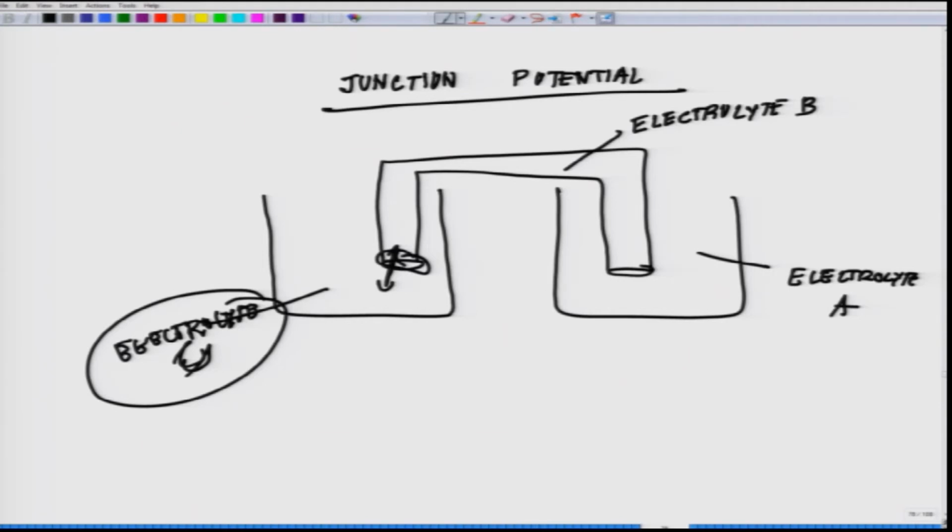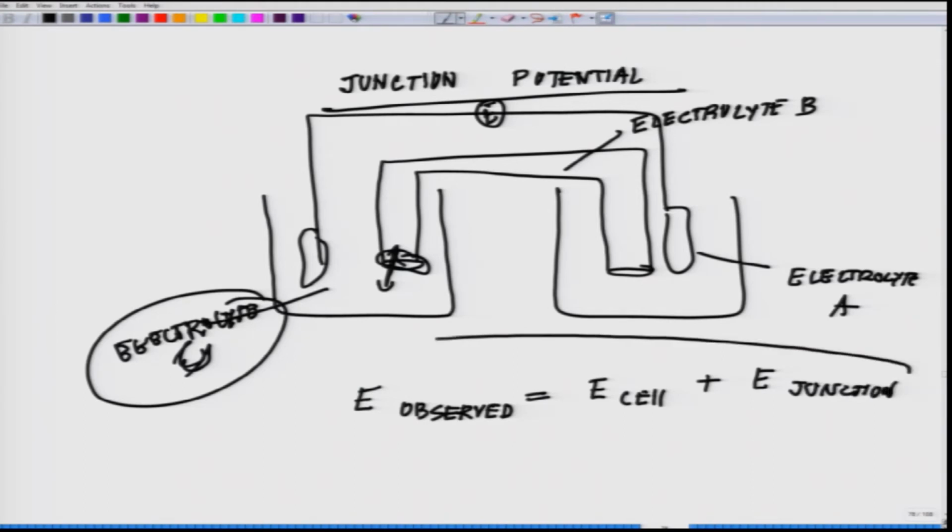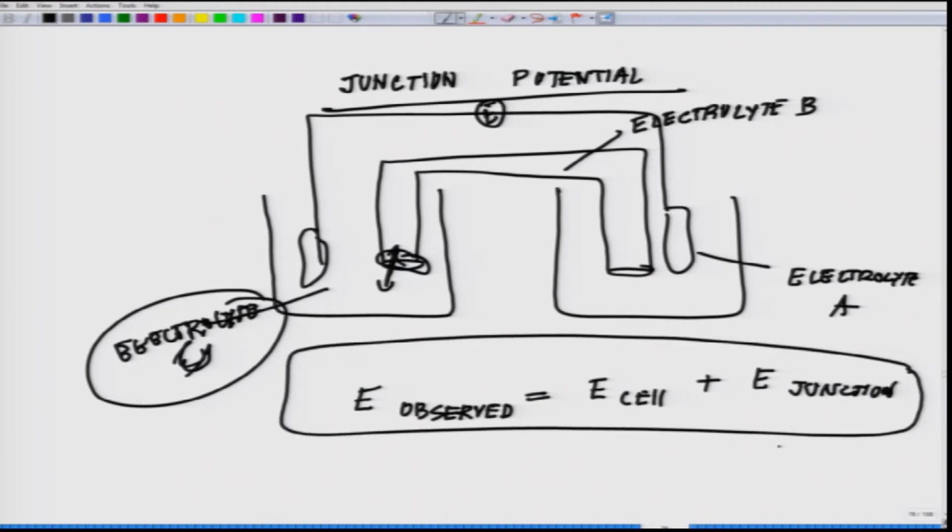So, E observed is equal to whatever E you are measuring across the two electrodes, E observed is equal to E cell plus E junction. So, you will always have a junction potential, because the junction potential is usually unknown and E cell is slightly uncertain.